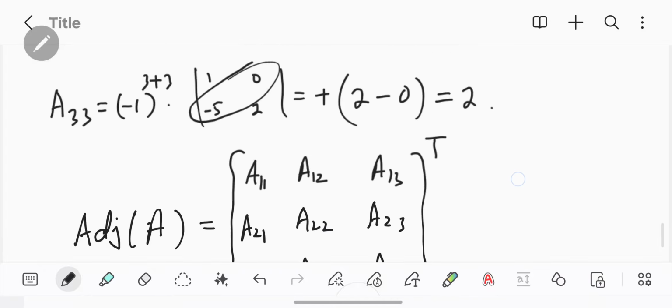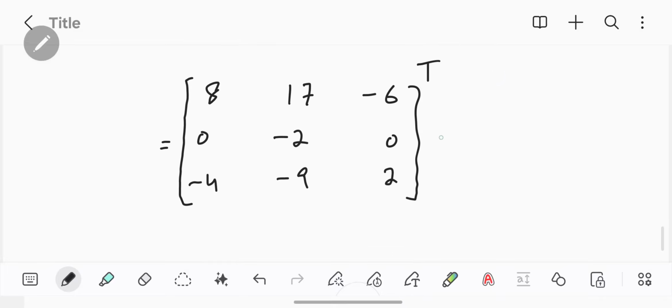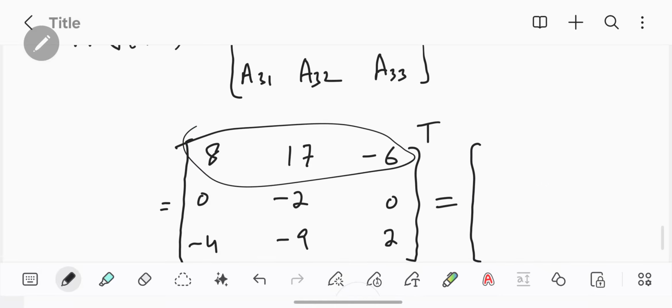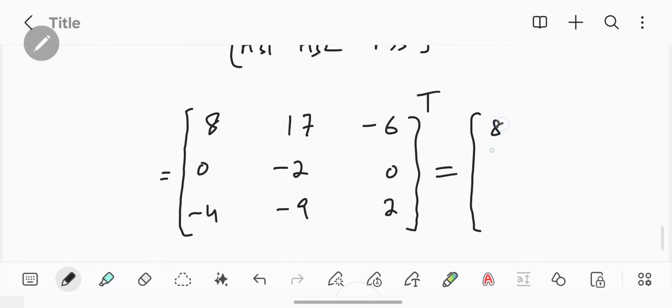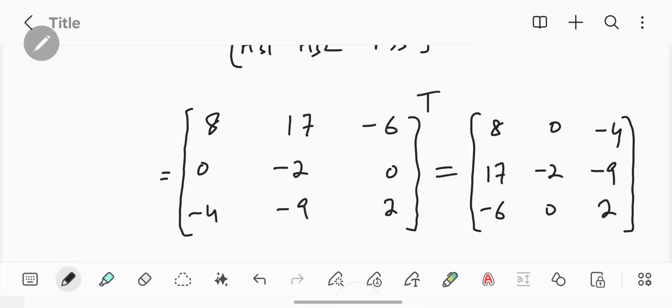But I have to take the transpose because of the definition of the adjoint of the matrix. If I take the transpose of this resultant matrix, this row will become a column, the first column. I will write 8, 17, minus 6. And this row will become the second column, which is 0, minus 2, 0. And the last row will become the last column, which is minus 4, minus 9, and 2. So this is the complete solution of the adjoint of a matrix.